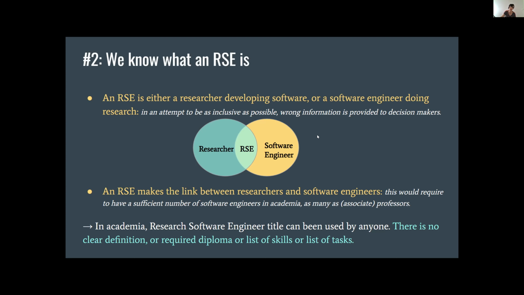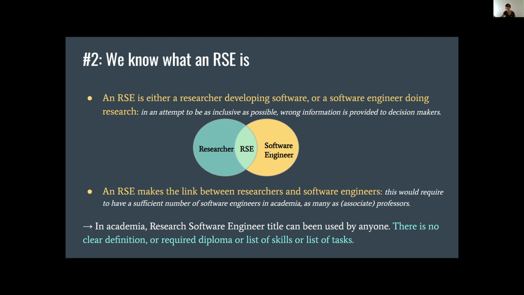And when we give them this very nice picture where we have a circle for researcher, a circle for software engineer, and we put the RSE in the middle, they interpret this figure as they want, or what they can understand out of it. And so they very often understand that it is sufficient to have a researcher doing software, because this is what is on this picture. We often see the interpretation of this figure as, okay, the RSE is in the middle, so the RSE is a link between the researcher and the software engineer.